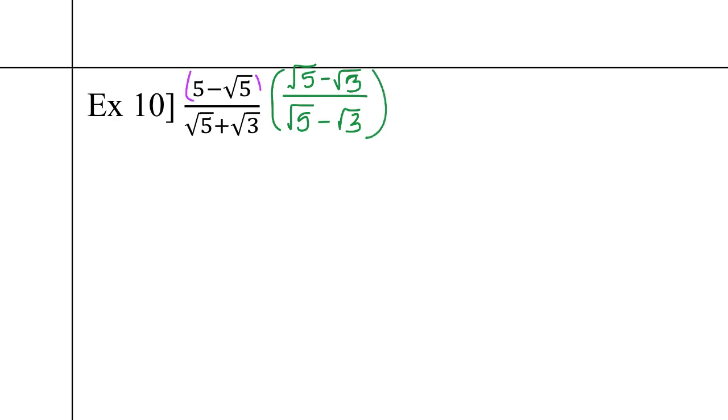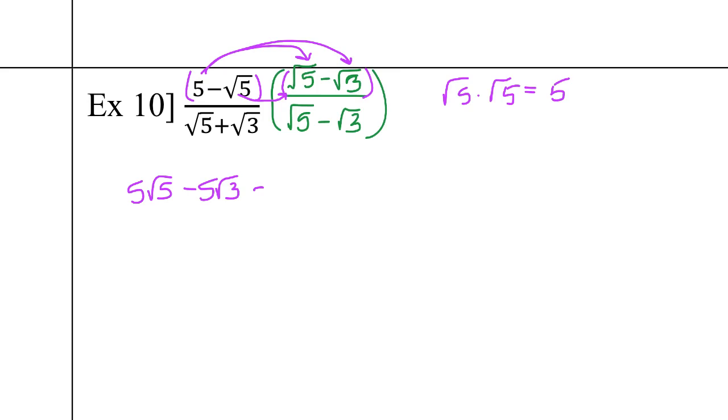Well, we actually have double distribution on the numerator and denominator for this example. So let's just worry about the numerator. 5 times the square root of 5 is 5 square roots of 5. 5 times negative square root of 3 is a negative 5 square roots of 3. Negative square root of 5 times square root of 5: negative times a positive makes a negative, and remember, square root of 5 times square root of 5 is just going to give us a 5. Negative square root of 5 times the negative square root of 3: negative times the negative makes a positive, square root of 5 times square root of 3.